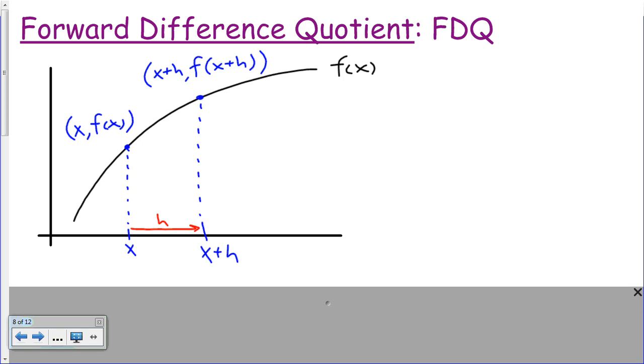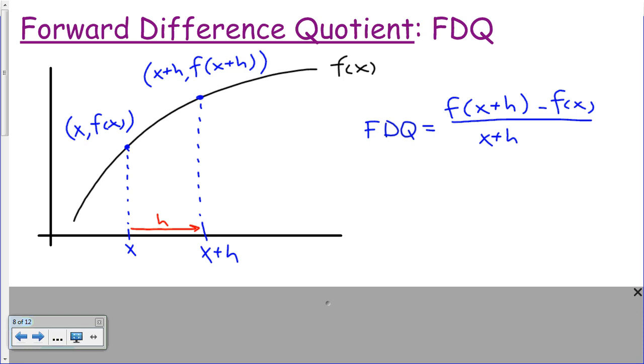So let's label this as FDQ. The forward difference quotient will be equal to, it's just rise over run, change in y's over change in x's. So it's f of x plus h minus f of x, all over x plus h minus x. In fact, we can simplify that in the denominator. We have f of x plus h minus f of x in the numerator, but in the denominator I've got x and a minus x, so those two cancel out, leaving me with just an h. There's my forward difference quotient.